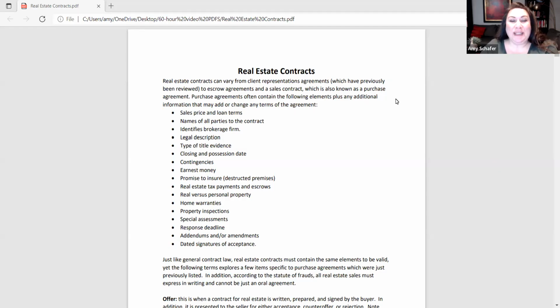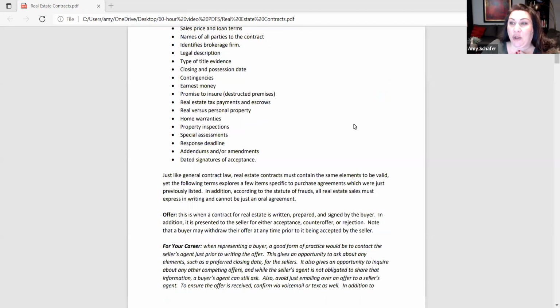We are at real estate contracts. And I believe what you have read in this section is probably a pretty good overview of about what you already know about valid contracts.